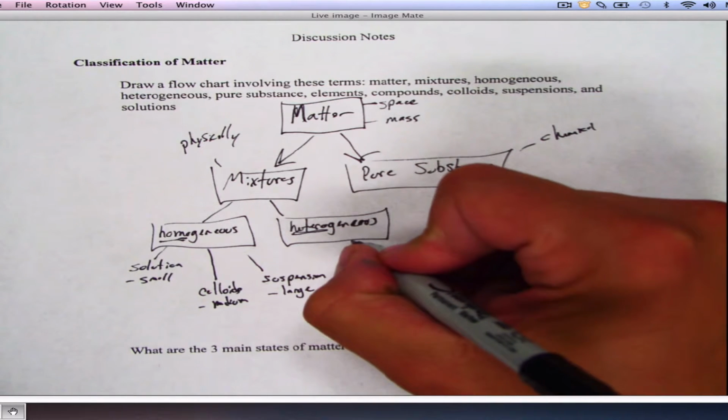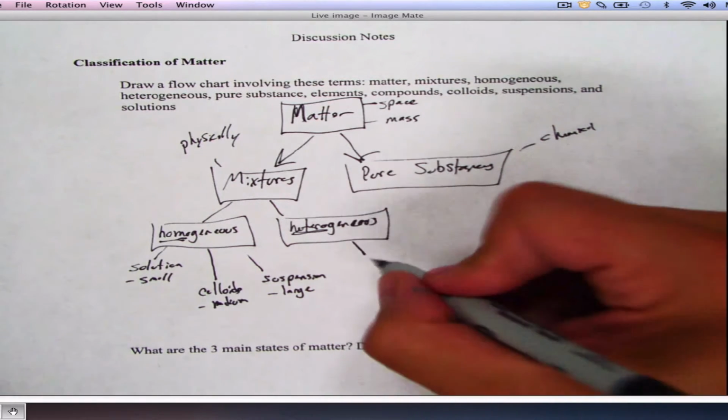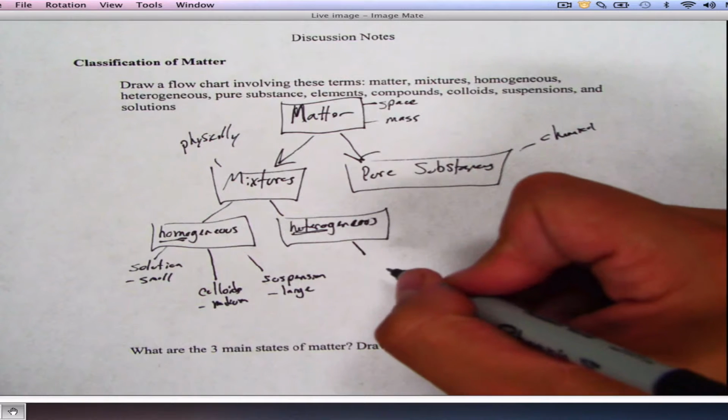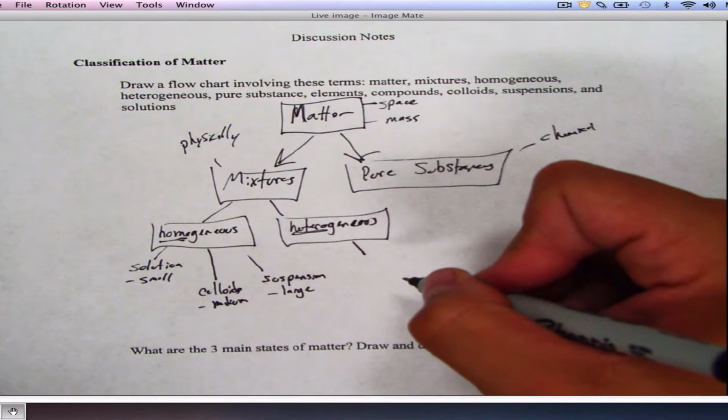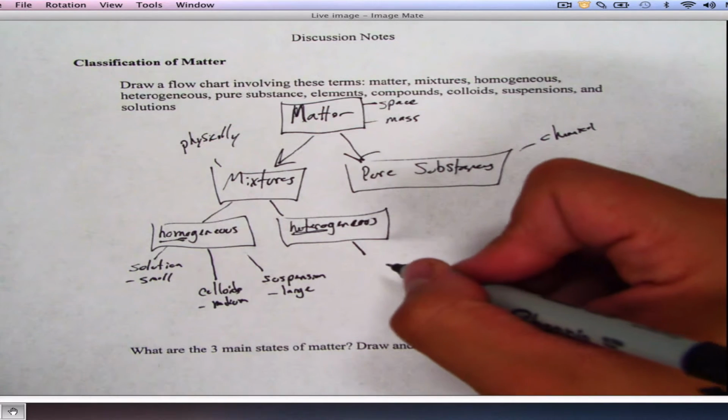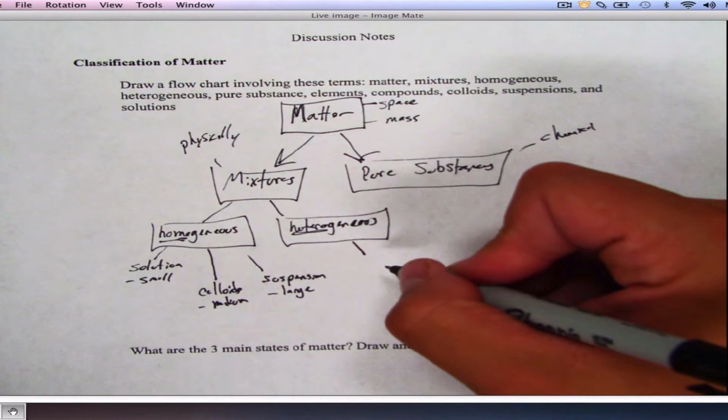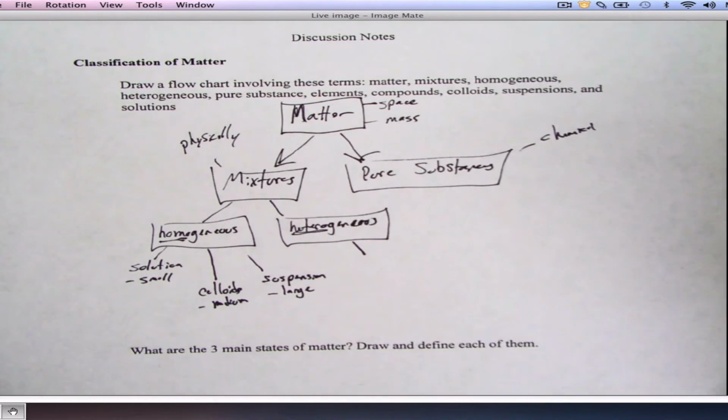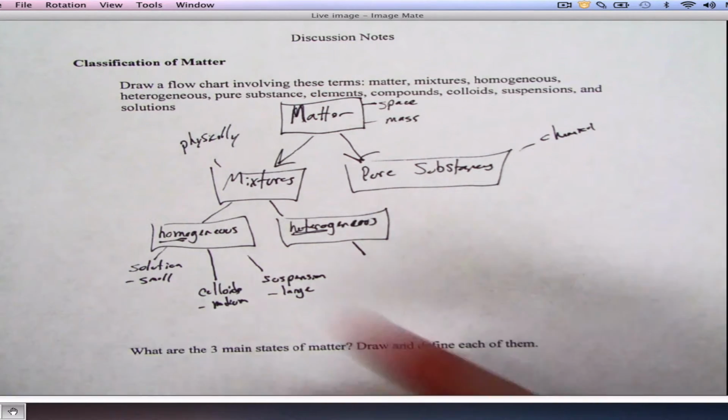Heterogeneous mixtures are going to be different throughout, so there'd be things like pizza, hamburgers, most food, marble cake, stuff like that. It's different throughout, so you're not going to get the same consistency after you cut it apart. So there is your mixtures.